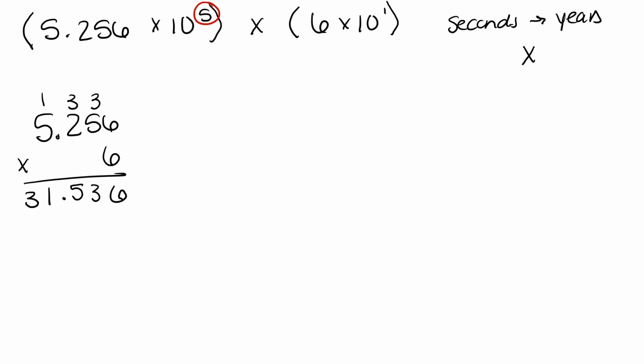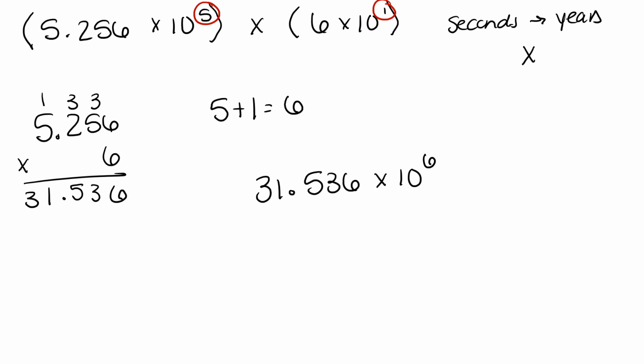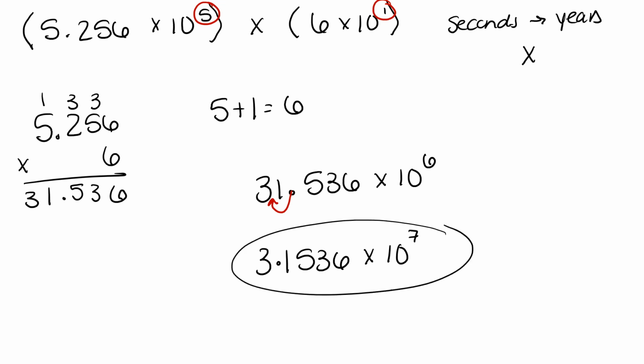When we are multiplying, we would add our two exponents together. 5 plus 1 is going to give us 6. And we would use both pieces of information to write our answer, 31.536 times 10 to the 6th power. However, this answer is not in scientific notation. Remember, the decimal point needs to go between the first two numbers, 3.1. So when we move the decimal point up to make it 3.1536, we have to move the exponent up as well. 6 moves up to a 7. 3.1536 times 10 to the 7th is our final answer.